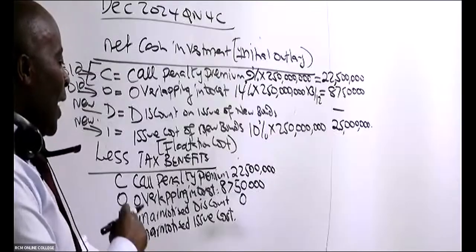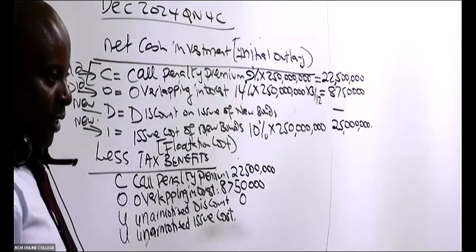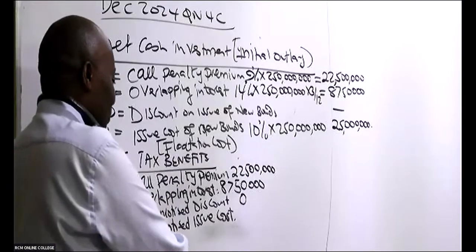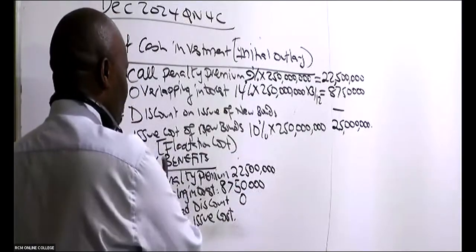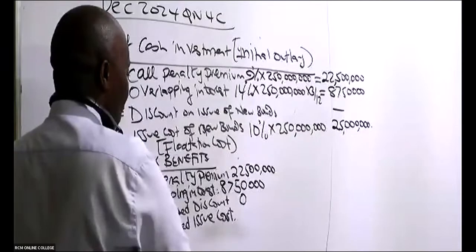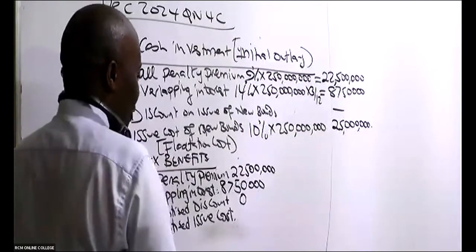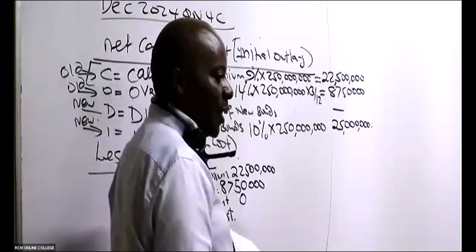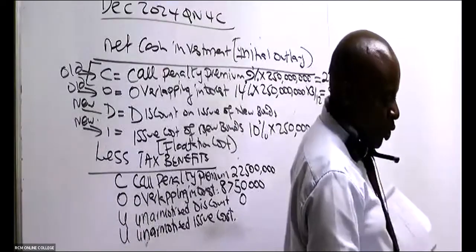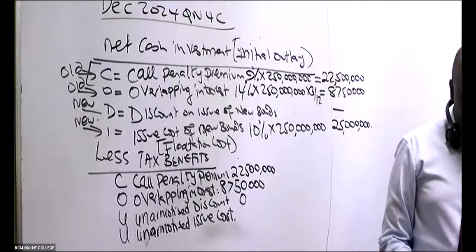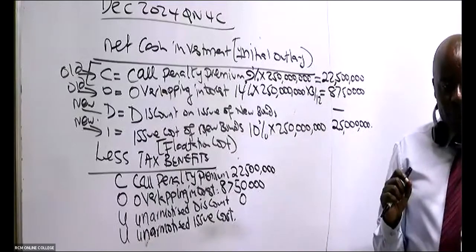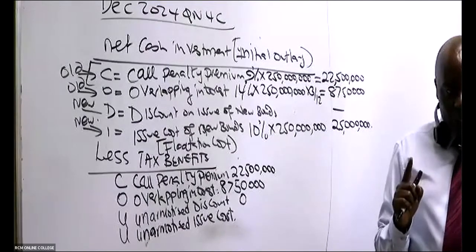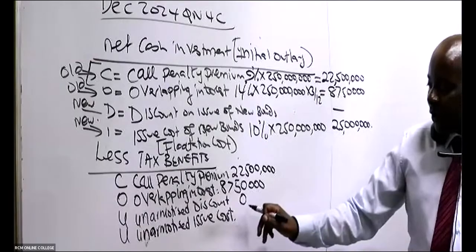So then we have an unamortized issue cost. When it is unamortized, it means for the old bond. Everything under here is for the old bond, old bond values. So is there somebody who is able to see an unamortized issue or an unamortized flotation cost? How much? 900,000, right? 900,000.